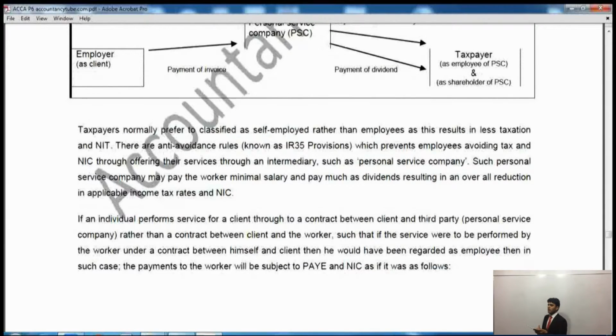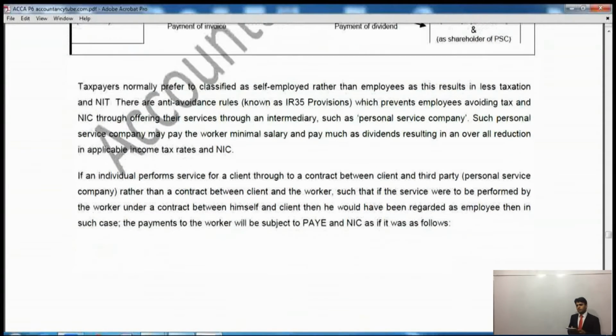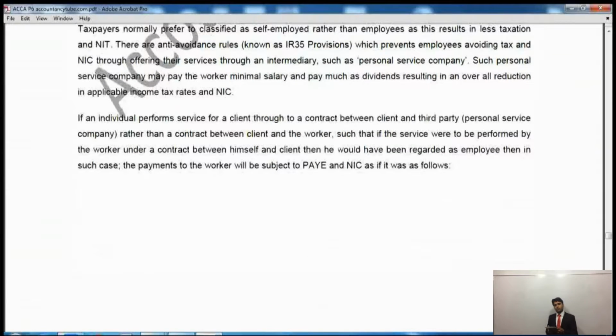So if it happens in the question, if someone tries to be too smart and tries to play up with the rules, play up with HMRC, then read the following paragraph. It says, taxpayers normally prefer to be classified as self-employed rather than employees, as this results in less taxation and NIC. There are anti-avoidance rules known as IR35 provisions. So it is intermediary legislation 35 provisions, which prevents employees avoiding tax and NIC through offering their services through an intermediary, such as personal service companies.